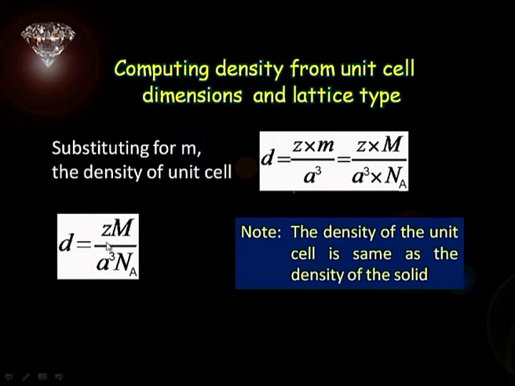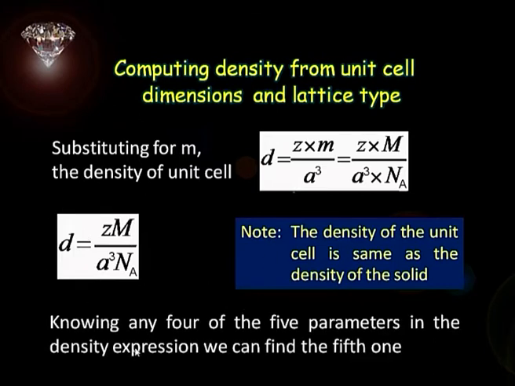So, I can compute the value of Z, that means the type of lattice. I can compute the molar mass of the material, or even if I know the molar mass, I can compute Na, the Avogadro number. That means this is a very important expression for us. There are 5 things here: d, Z, M, a and Na. Knowing any 4 of the 5 parameters in this expression of density, we can compute the 5th one. So, we will find that this expression is very useful.